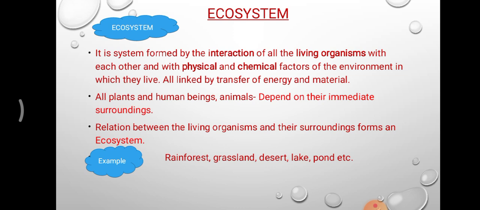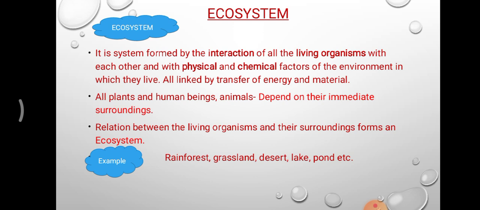Ecosystem. First, it is a system formed by the relations of all living organisms with each other and with the physical and chemical factors of the environment in which they live, through transfer of energy and minerals. Second, all plants, human beings and animals are dependent on their immediate surroundings. Third, the relation between living organisms and their surroundings forms an ecosystem.